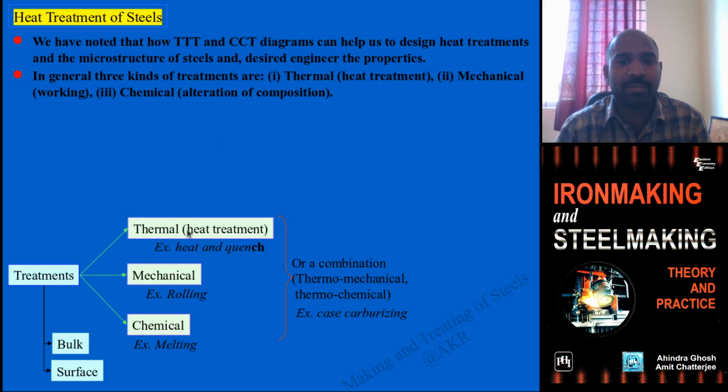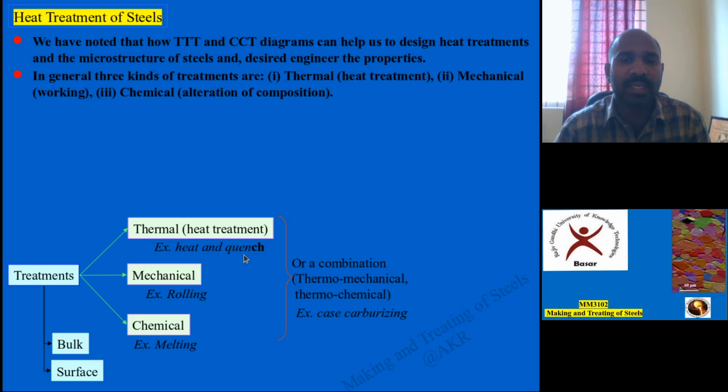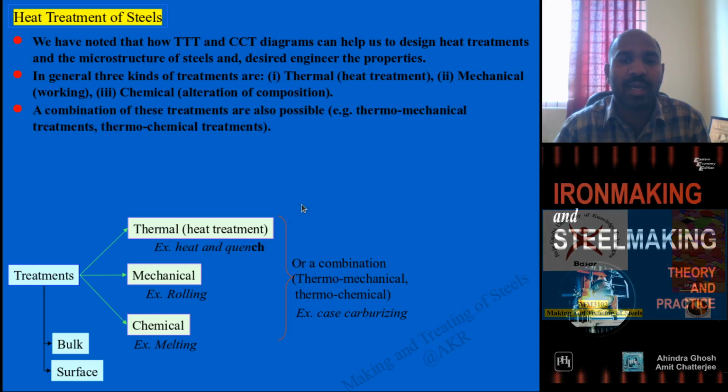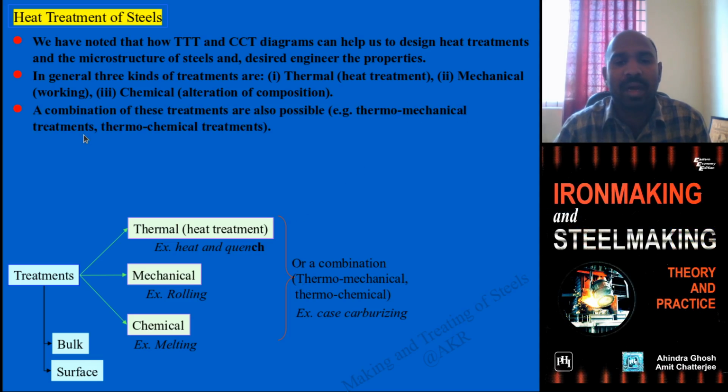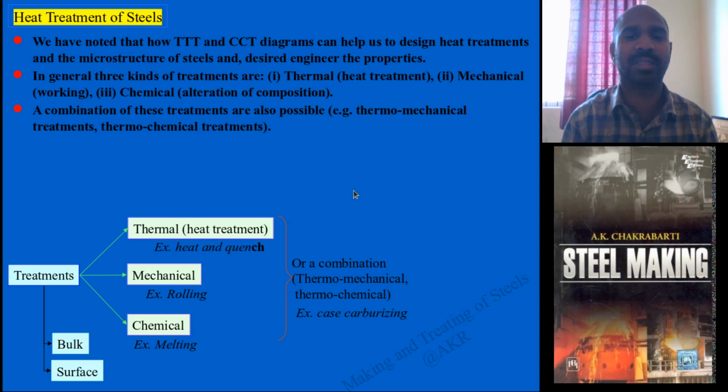Treatments are divided into these three. For example, heat treatment is heating and quenching, mechanical is rolling, and chemical is melting. It could also be a combination of these: thermomechanical treatment, or thermochemical processes such as case carburizing. That is also another heat treatment process which I am going to discuss in the next lectures.